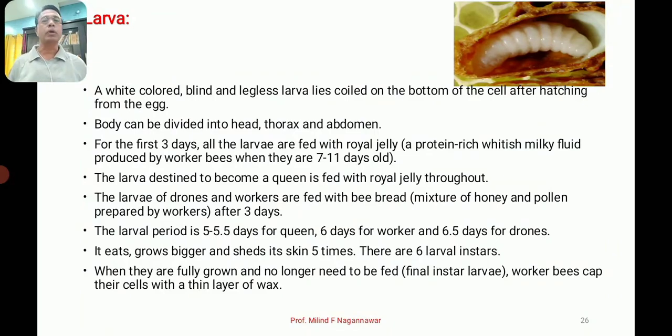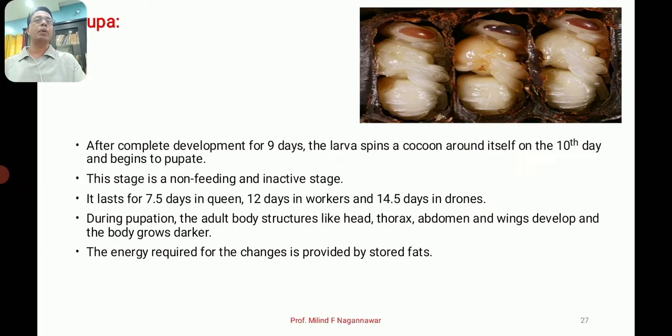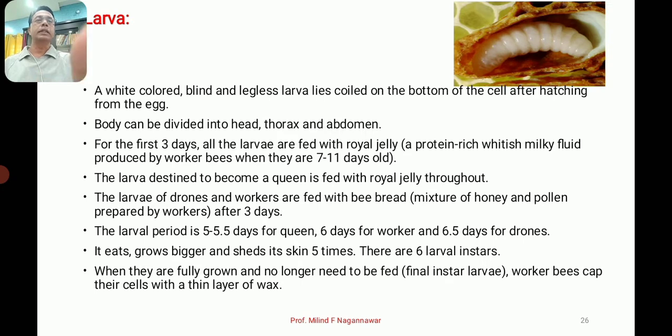Now the body of this larva can be divided into 3 parts: the head, thorax and abdomen. Once the egg is hatched, the larva is formed. The hatched egg is a larva, which is blind, legless and coiled on the bottom of the cell after hatching. The body is divided into head, thorax and abdomen.